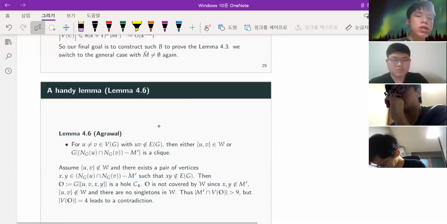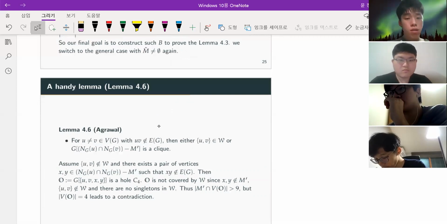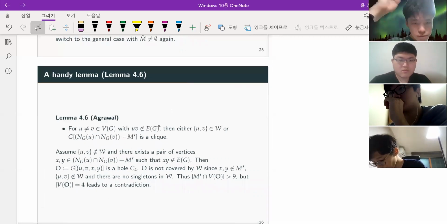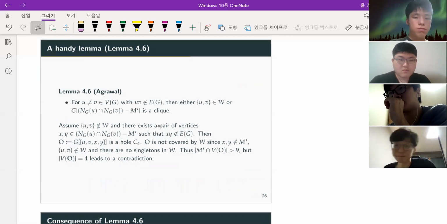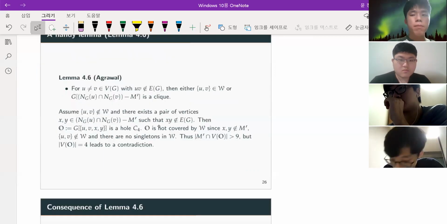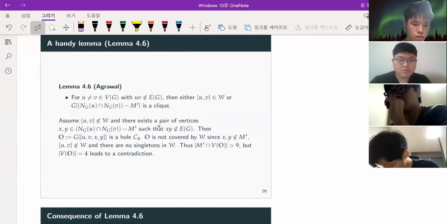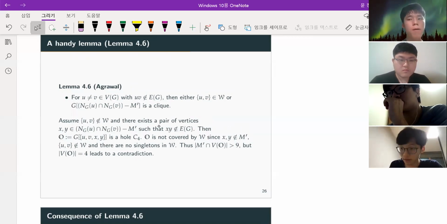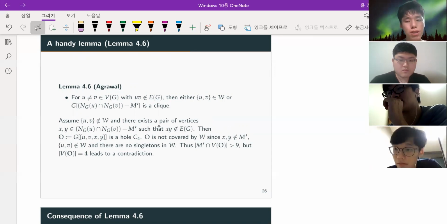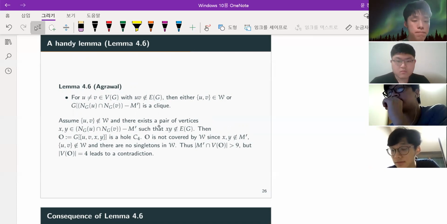Now we switch to the general case with non-empty M hat. So another handy lemma goes through. I think there is no stop from now on, so you may intervene to ask a question anytime.